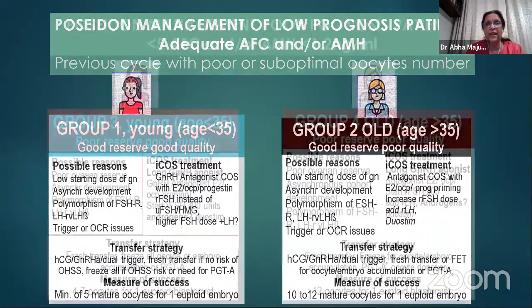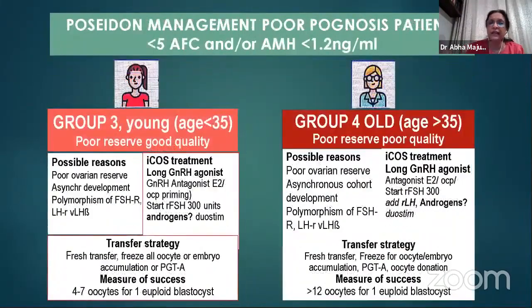Same thing now, if we look at group 3 and group 4, again, young and old, poor reserve, both sides. Now, possible reasons are same as in the previous one for both. The treatment is same, but here possibly addition of androgens, duostim, and in the older group, addition of recombinant LH, androgens, and duostim all come into play. And the measure of success is again the same, 4 to 7 oocytes for one euploid blastocyst in the younger girl, whereas in the older age, we would need more than double number of oocytes for one euploid blastocyst.